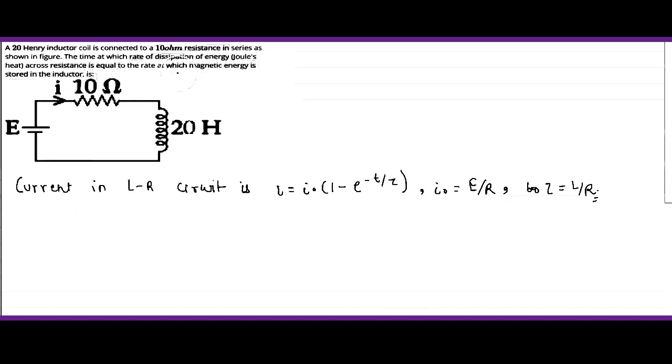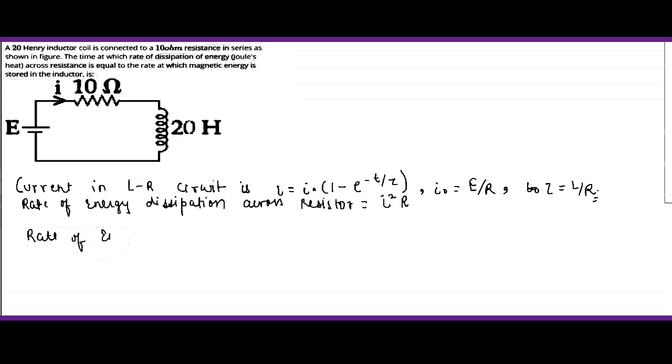Since it is given that the magnetic energy stored is equal to the rate of dissipation of energy in the resistor, the rate of energy dissipation across the resistor will be I square R. Similarly, the rate of energy stored in the inductor will be I L di by dt.